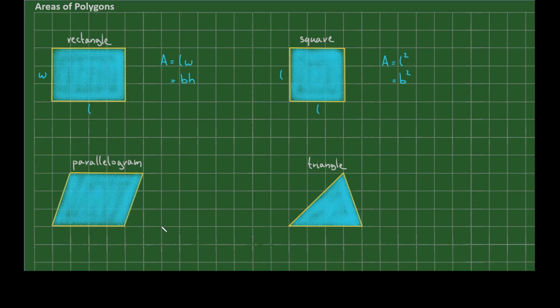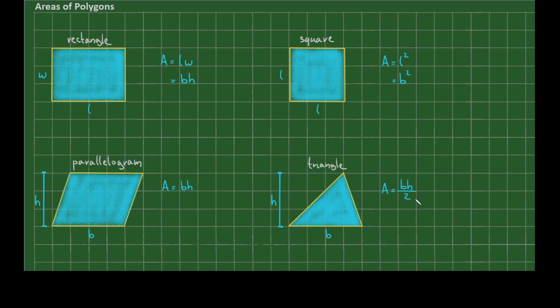The same is true for the parallelogram. We need the length or the base of the parallelogram as well as its height, and so the formula will be base multiplied by height. The formula for calculating the area of a triangle is very similar. We need the base of the triangle and its height. And so the formula is base multiplied by height divided by 2.